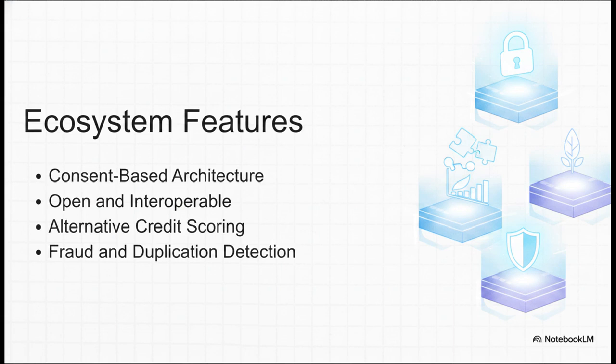Which brings us to Section 3, key features of ULI. There are 4 foundational layers here that make this entire ecosystem secure, scalable, and genuinely revolutionary. First is a consent-based architecture. Data privacy is the absolute bedrock here. Literally nothing is shared without your explicit digital consent.